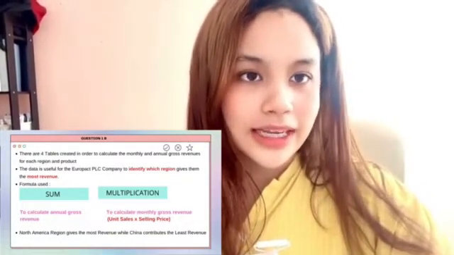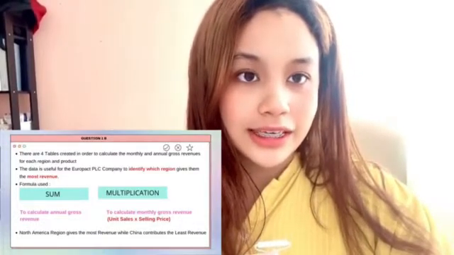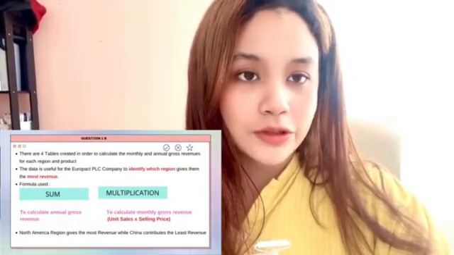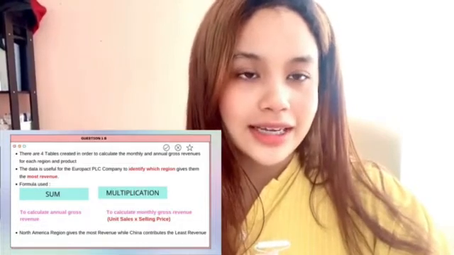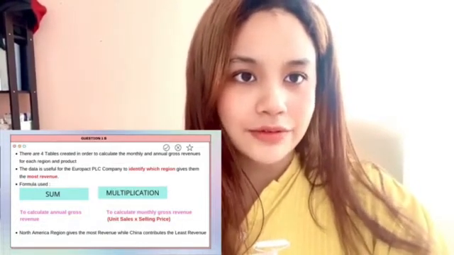As a result, we get to see that the North American region gives Europack PLC company the most revenue, while China gives them the least revenue.